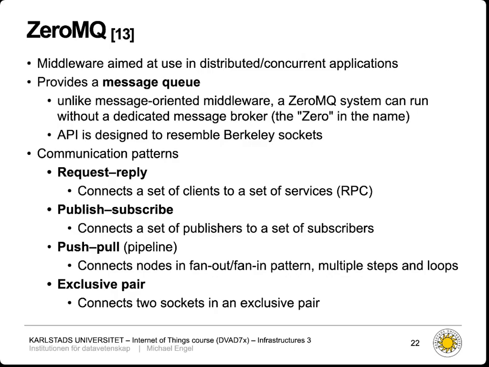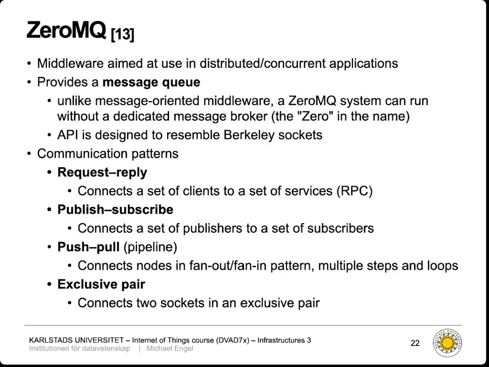ZeroMQ provides a message queue, but unlike message-oriented middleware that we've seen before, a ZeroMQ system can run without a dedicated broker, and that's why the zero is part of the name. So that makes things a bit easier because you don't have to set up a central broker. And in turn, of course, if you have a central broker, this is a single point of failure. So if the central broker fails, well, then the rest of your devices won't be able to communicate anymore. So ZeroMQ makes this easier.